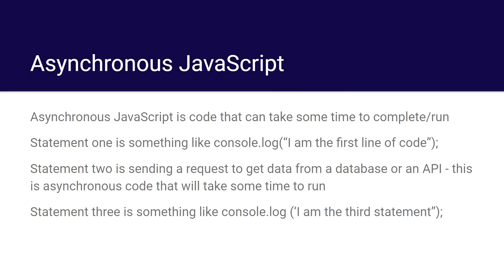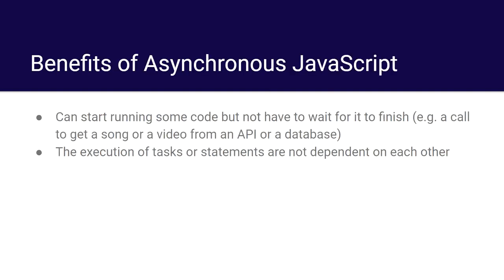So this is the whole idea behind asynchronous JavaScript. It's basically non-blocking. If you're sending a request to an API to do something, you don't need to wait for a response before doing something else. You can continue to execute operations in your JavaScript file. So the benefits of asynchronous JavaScript is that we can start running some code, but not have to wait for it to finish before going on to do something else. Like I just said, maybe you're sending a request to an API to get back a song or a video, but while you're waiting for that, you're doing something else, okay? And it is the whole idea that the execution of tasks in JavaScript or statements are not dependent on each other.